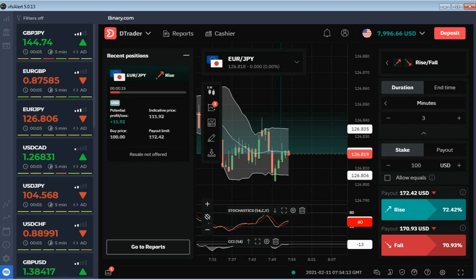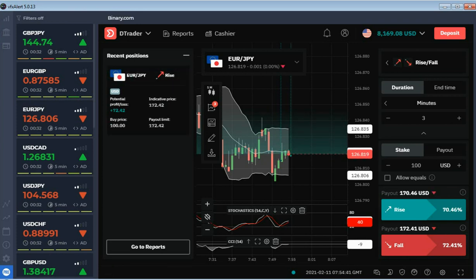30 seconds before the end of the option. The price is near the opening level. Waiting for a profitable expiration. Profitable expiration. We continue to compensate for the losses.